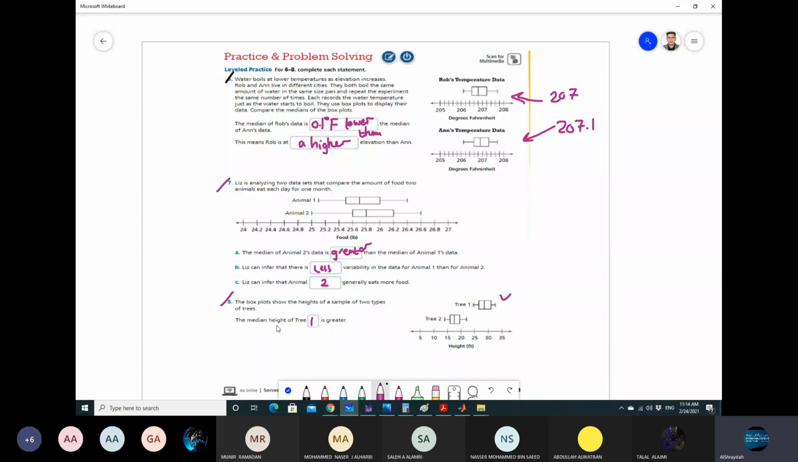So this is about this lesson. It's a very easy lesson. You have to identify 5 points. You have to identify the minimum point, the maximum point, and you have to identify Q1, Q2, and Q3. You have to identify the IQR, the median, and you have to know how to interpret box plots, and how to use the information that you get to make inferences about the data.